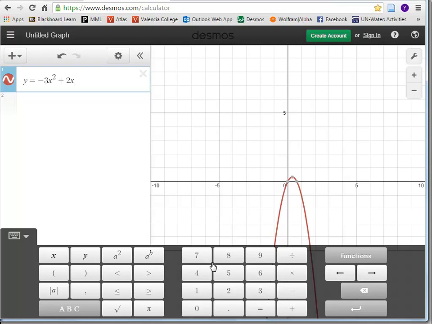Okay, I'll show you that you can create an account. It's absolutely free. I would highly recommend that. There's tutorials in there on how to use Desmos. Now, I will show you real quick, right?